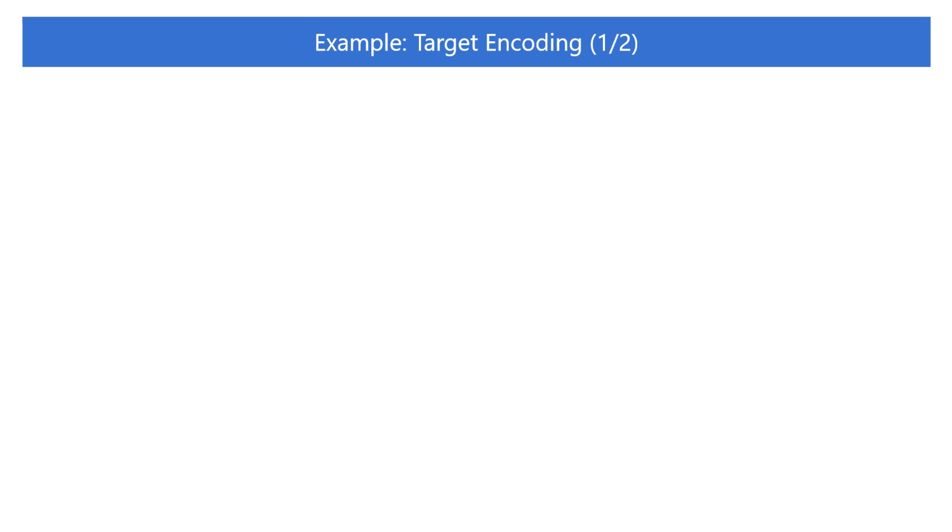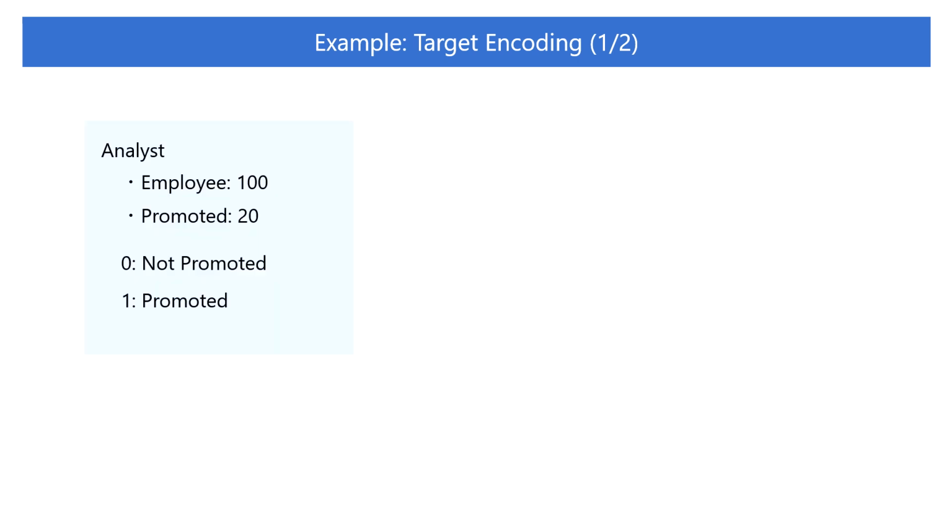Let's explore how target encoding works with a simple example. Suppose we are trying to predict the likelihood of promotion based on the job title of employees. One way to do this is by using target encoding, which replaces each job title with the proportion of employees who got promoted within that title. There are 100 employees with the job title Analyst. Among them, 20 employees were promoted. We can quantify the variable promotions by 0 for not promoted and 1 for promoted.